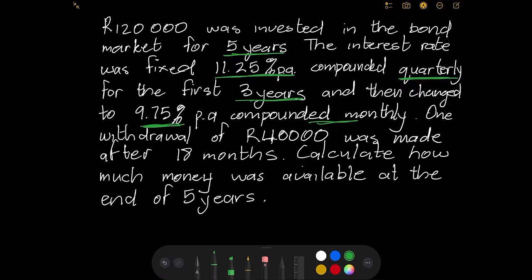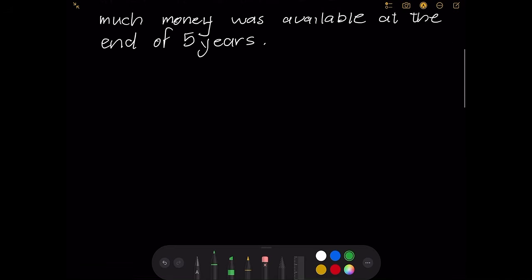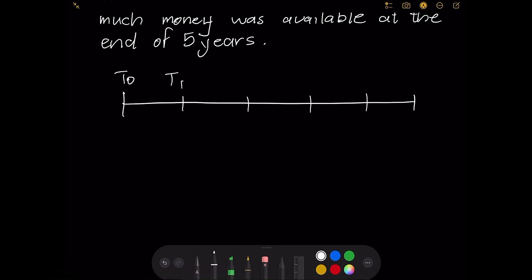Now, let's quickly do that. Right, and as I did say, it's the timeline. What a timeline does is that it really, really summarizes your data quite nicely. So let's have here 1, 2, 3, 4, and here 5. Okay, that's T1, T2, T3, T4, and T5. Now, in this case, what we're going to do is that we know that we had an initial amount of 120,000 rands, okay, that was deposited.